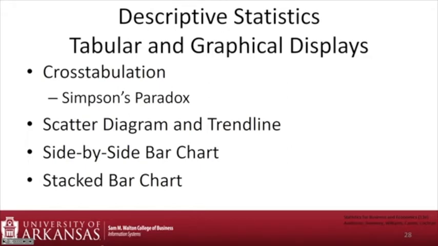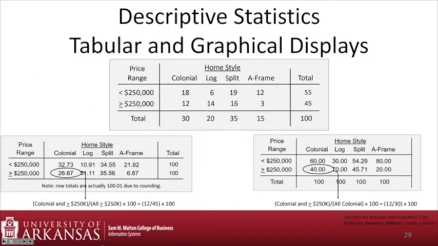What happens when we add in more than one variable? If we add in more than one variable, we've actually already talked about some of these things. You guys have drawn some of these things. The first thing we're going to talk about is a cross tabulation, and it's going to have this thing called a Simpson's paradox in here. We've got scatter diagrams. We've also heard them called scatter plots, scatter charts. We've got the side-by-side bar chart and the stacked bar chart, which we've already kind of talked about. So a cross tabulation is really just taking two pieces of information and putting it in one tabular format.